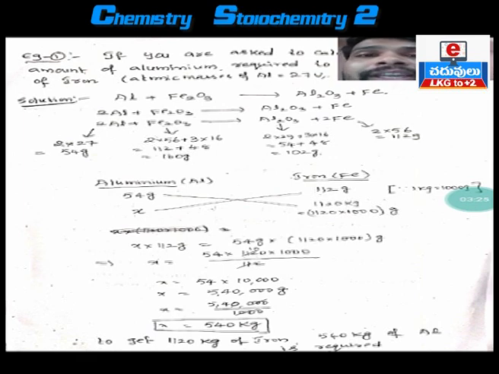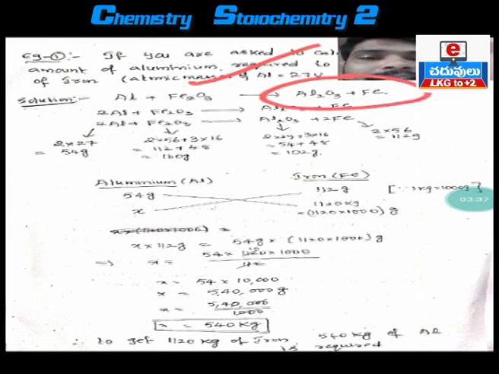See, when aluminium reacts with iron oxide, Fe2O3, it forms aluminium oxide, Al2O3, and iron. Once again, when aluminium combines with iron oxide to form aluminium oxide, Al2O3, and iron. So here the reactants are aluminium and iron oxide, the products are aluminium oxide and iron. So this is the chemical equation, and this chemical equation we need to balance. Actually, this is an unbalanced chemical equation. We have to balance this equation.